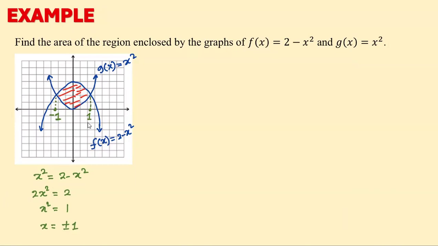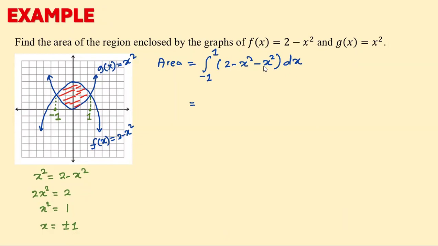Now let's find the area. Area is the integration from the lower x value up to the upper x value, so negative 1 up to 1. Then it is the upper function minus the lower function. Upper function is 2 minus x squared. And the lower function we are subtracting, minus x squared, with respect to x.